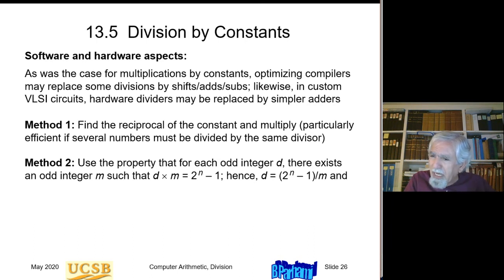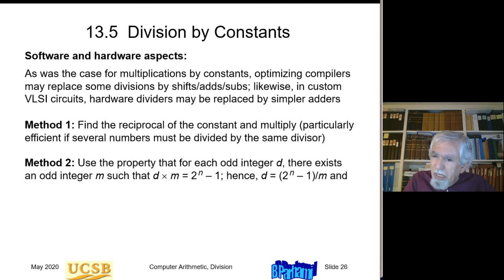Because if you want to divide, let's say, by 10, you can divide by 5 and then shift for the division by 2, okay? So for each odd integer d, there exists an odd integer m such that d times m is a power of 2 minus 1.